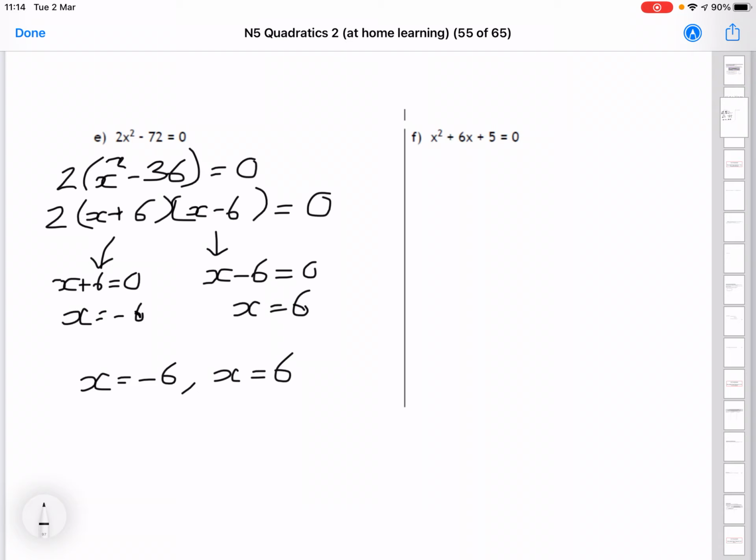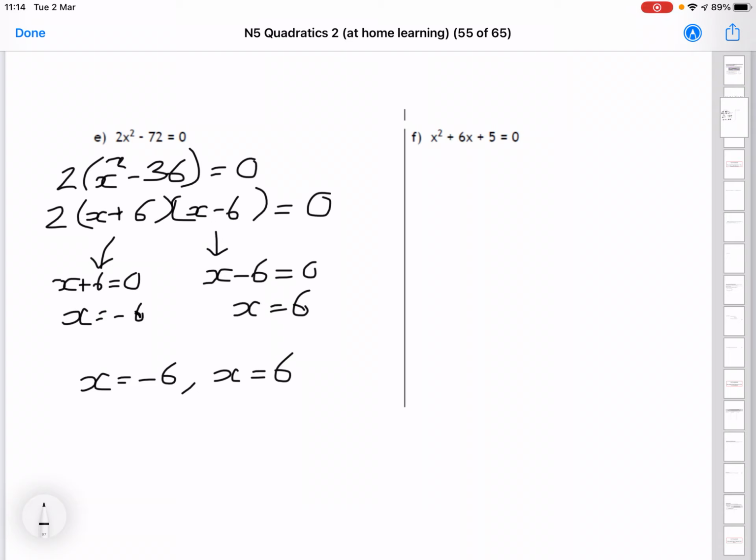Okay, for F, we now have a different kind of factorising. We have x squared plus 6x plus 5 equals 0. So there's no common factor. It's not two square terms with a subtract in the middle. So we'd be thinking it's a trinomial. We have a square term, a letter term, and a number term. So that is a trinomial.